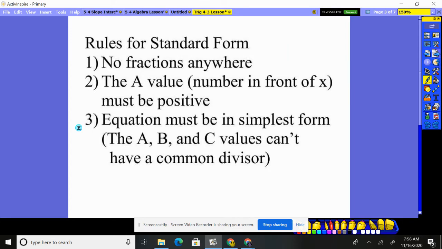So here are the rules for standard form. One, no fractions anywhere. You can't have a fraction in the equation. Two, the a value, the value in front of x, has to always be positive. We always want to start off the equation like 2x or 3x or 5x. We never want to start off with negative 8x or negative 7x. And finally, the equation must be in simplest form. The a, b, and c values can't all be even numbers where you could divide everybody by 2 to clean it up. That way, everybody has the exact same equation.